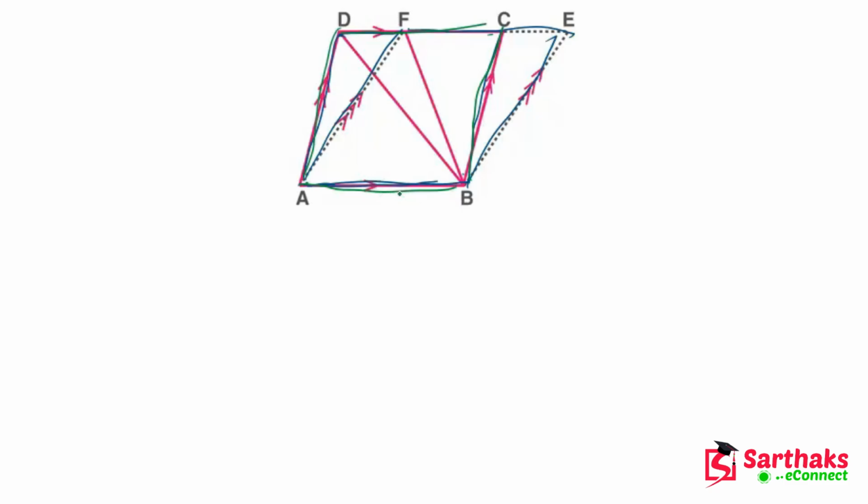They have a common side, and the sides parallel to the common side lie on the same straight line. Here, DC and FE are the sides parallel to the common side, which is AB. DC is parallel to AB, and FE is parallel to AB because ABEF is a parallelogram. I hope you understand these things.